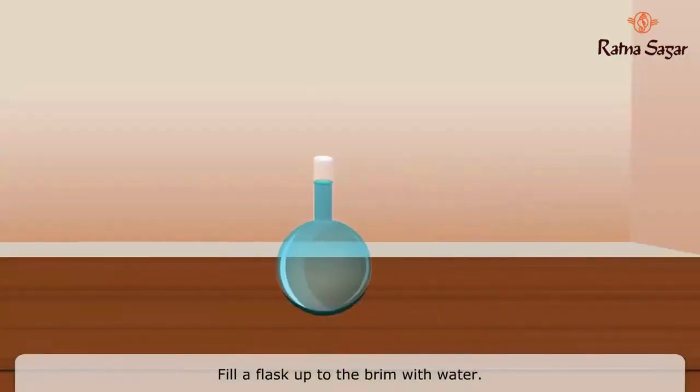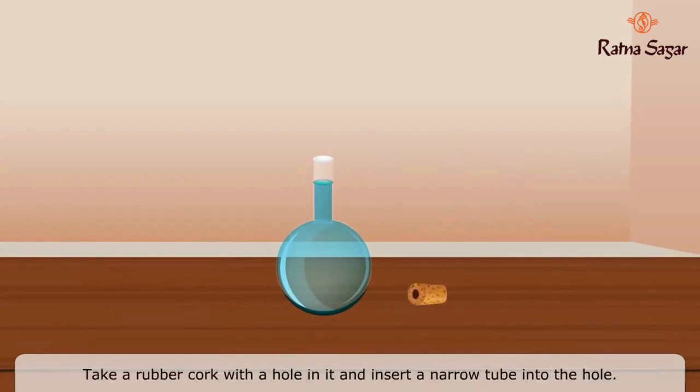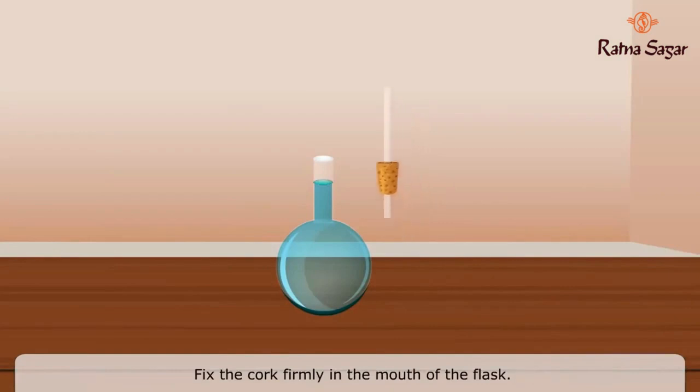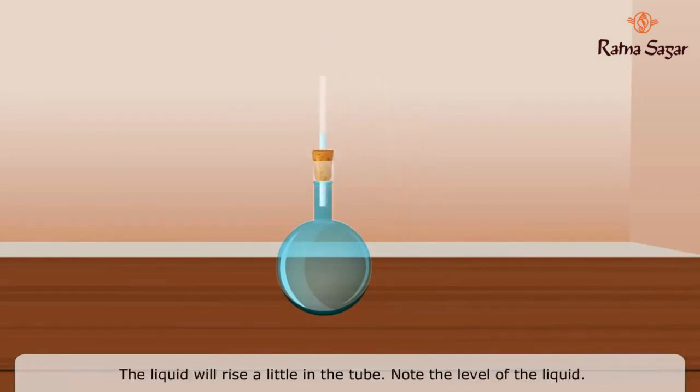Fill a flask up to the brim with water. Take a rubber cork with a hole in it and insert a narrow tube into the hole. Fix the cork firmly in the mouth of the flask. The liquid will rise a little in the tube. Note the level of the liquid.